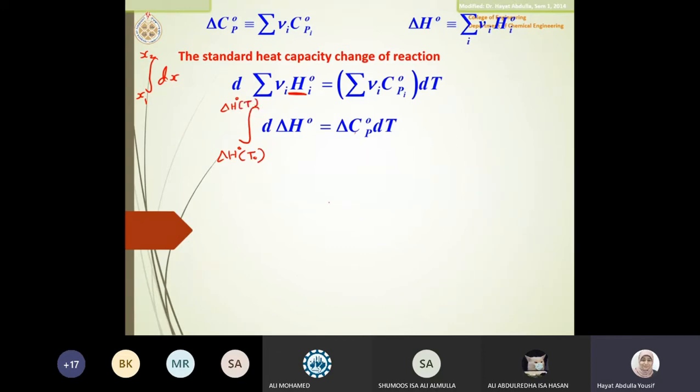Why, Doctora, are you doing this? Because previously we talked about delta H naught at 298 only. Now I want to see what would be the effect if I change the temperature from one temperature to another temperature. Okay, so that's for the left-hand side.